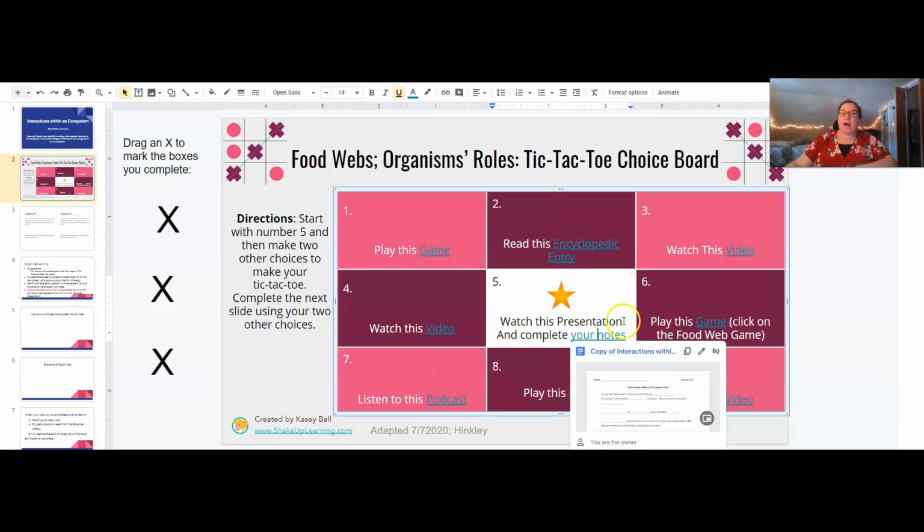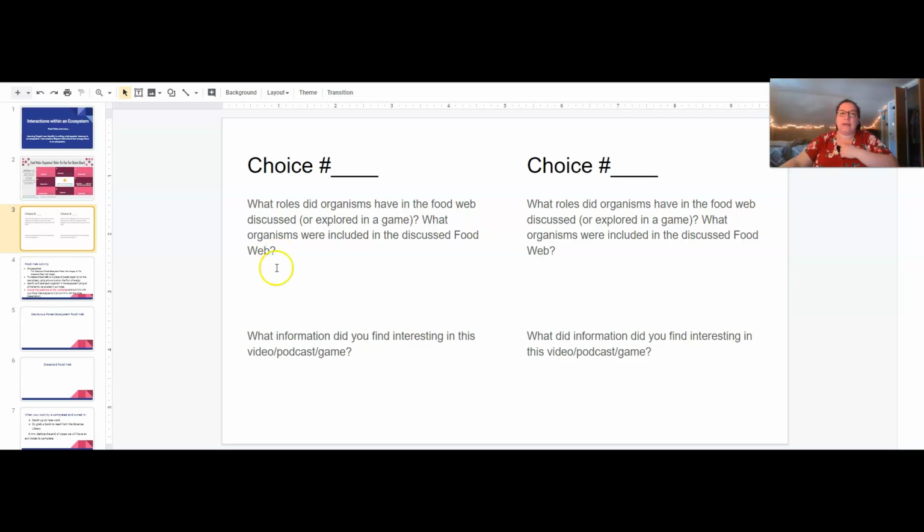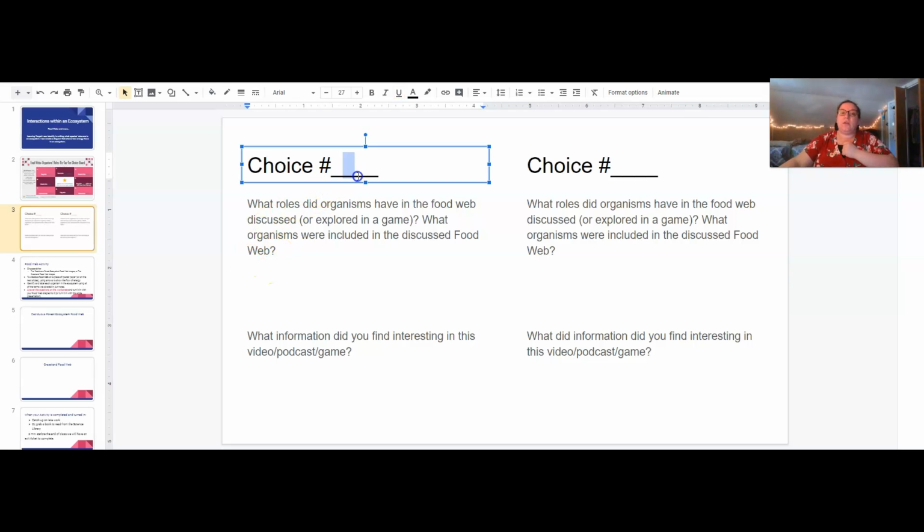Okay? I don't care which 2 you pick, so long as you are completing your 3 in a row with this number 5 box being one of those 3. So after you've completed 2 of your choices and this middle box, you're going to go ahead and complete this slide. You'll put your number here for whichever box you picked and complete the 2 following question prompts.